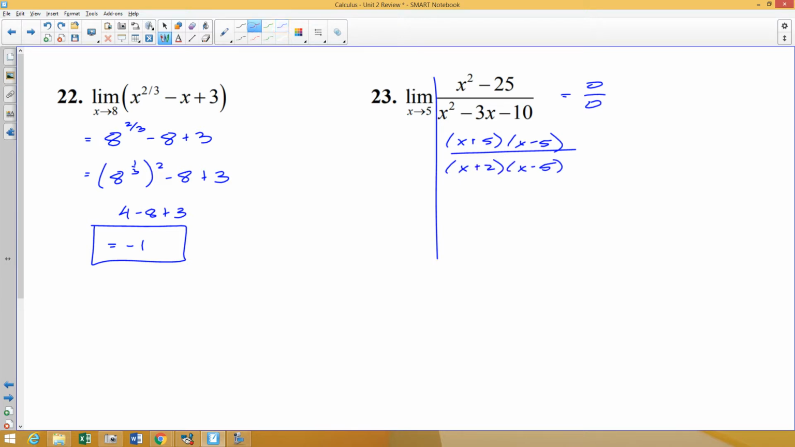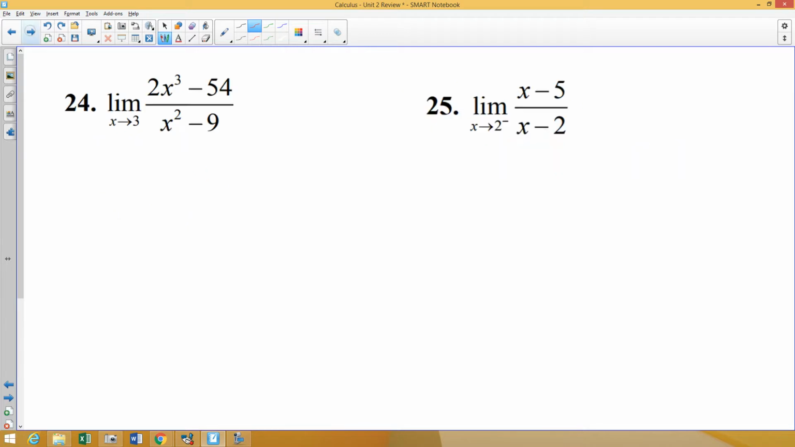And then I can cancel the x minus 5s. And once you cancel, you revisit the limit. And when I plug in 5, I get 5 plus 5 over 5 plus 2, which is 10 over 7. And we'll leave it at that.